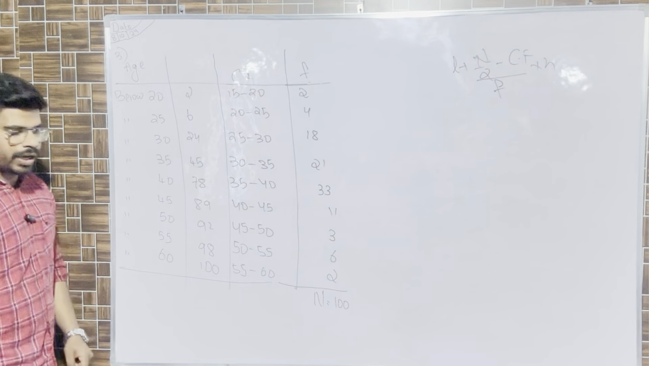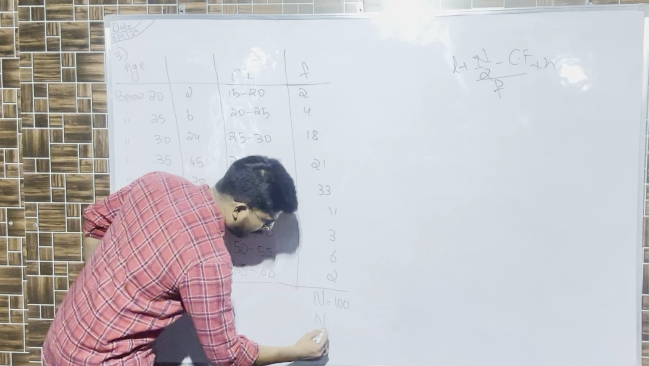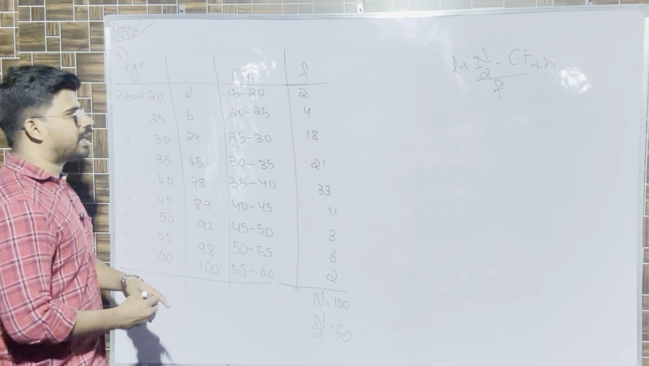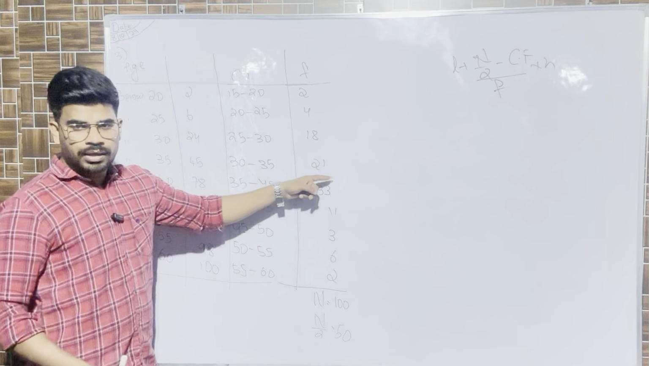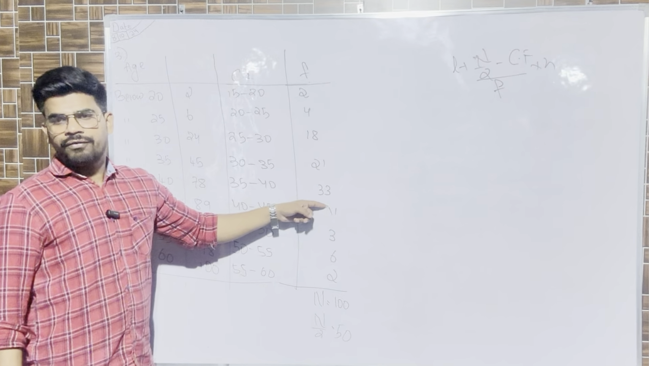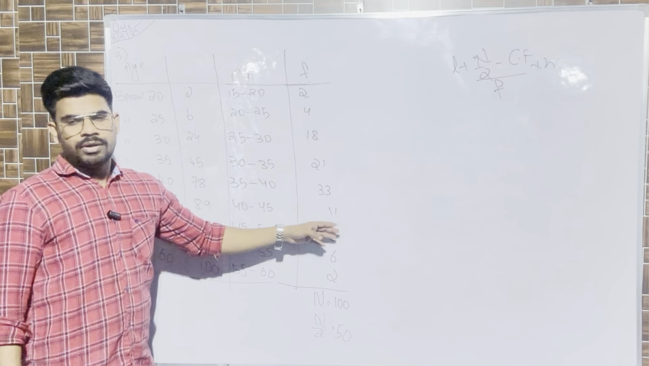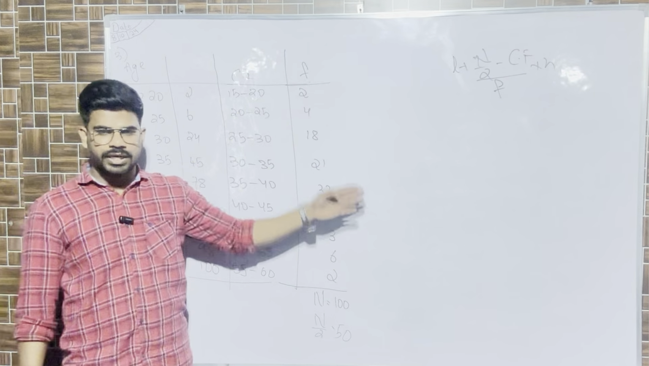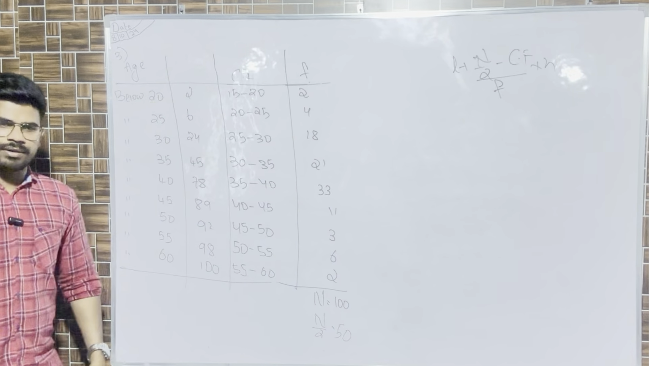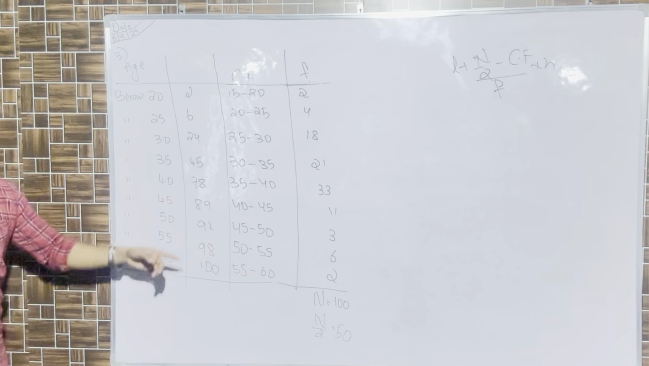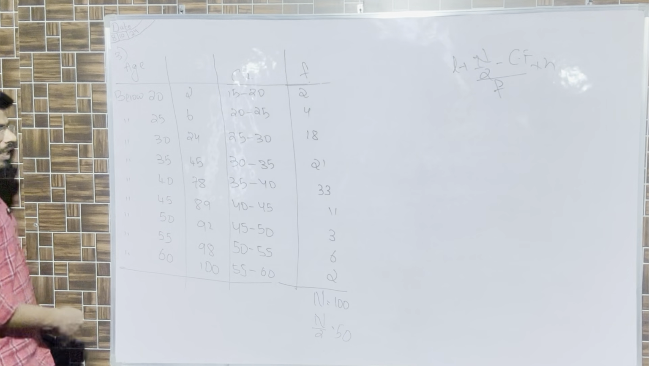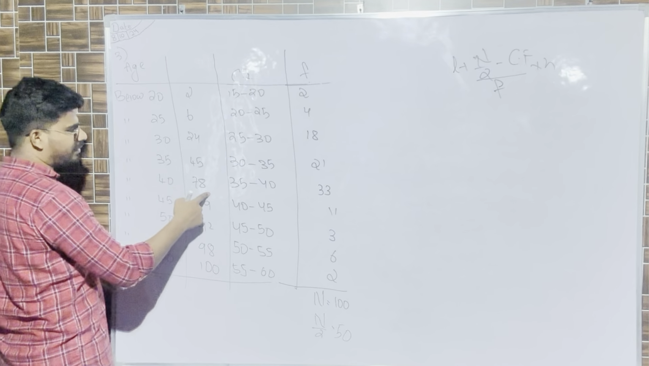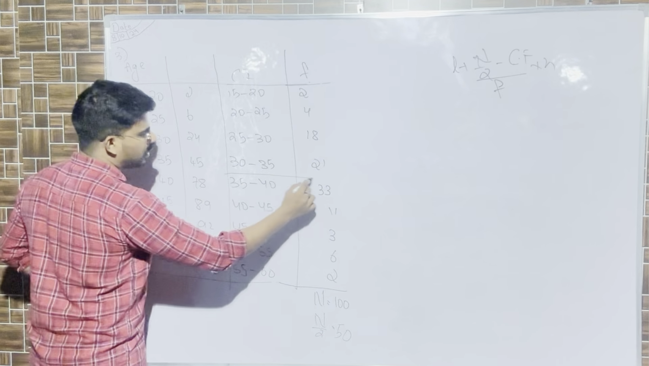We'll start from n by 2, right? N by 2 is nothing but how much? N by 2 is equal to 100 by 2, which is equal to 50. Where will we check this 50? I am checking 50 in the cumulative frequency column. In all the other problems cumulative frequency was written here, but in this problem cumulative frequency is given. So here we have to check 50. It is greater than 45, lesser than 78, so we have to encircle this row.